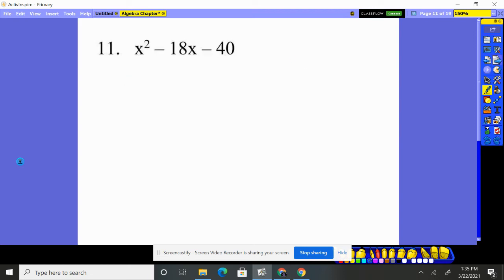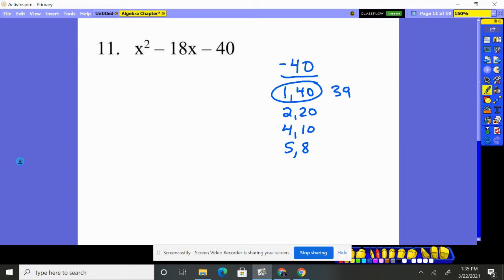All right. Nothing to factor out, so I'll start with 40. It is a negative 40, so one is positive, one's negative, so we have to find the difference. 1 times 40 gives me 40. 2 times 20, 3 times nothing, 4 times 10, 5 times 8, and that's it. These have a difference, because remember, since it's a negative 40, one is negative, one is positive, so one's being subtracted. 39, difference here. 18, difference here. 6, and difference here, 3.